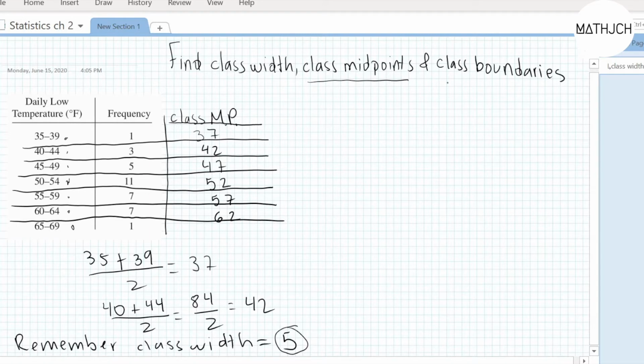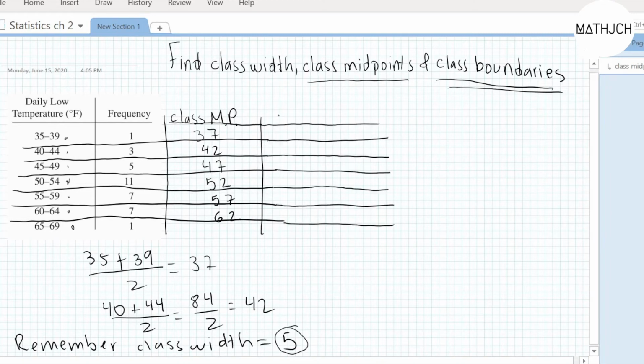Now let's go to the next step. We need to find the class boundaries. So let's make another line here and put class boundaries.